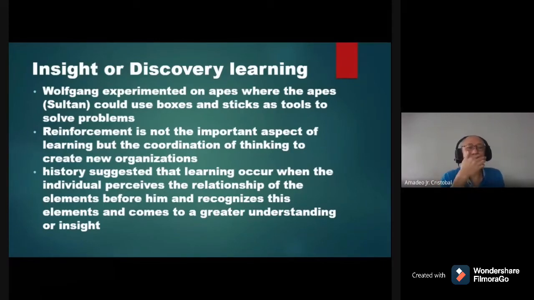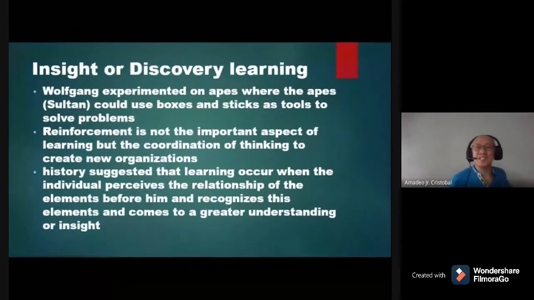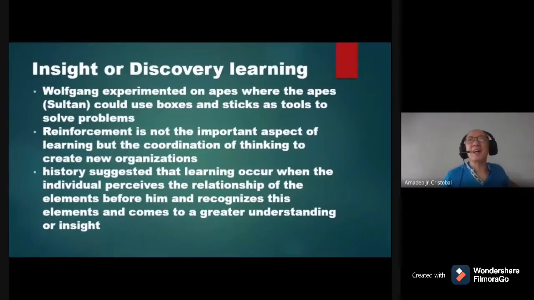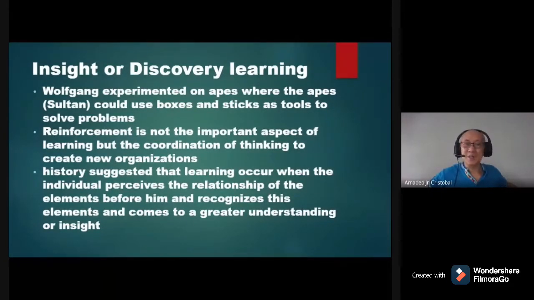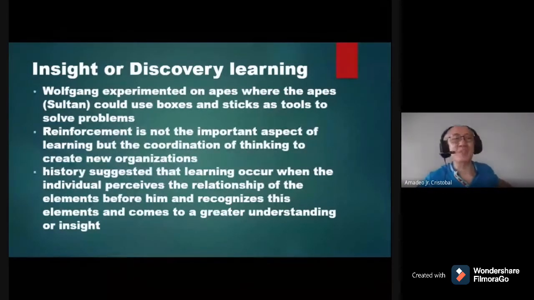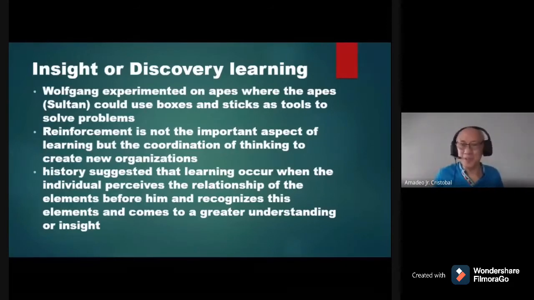And according to Wolfgang, when Wolfgang experimented on apes, the ape, of course, is in a cage, and there is food at the top of the cage, and there are instruments or boxes inside the cage, so that he was observing the ape. The ape is named Sultan. How will the ape get the food?